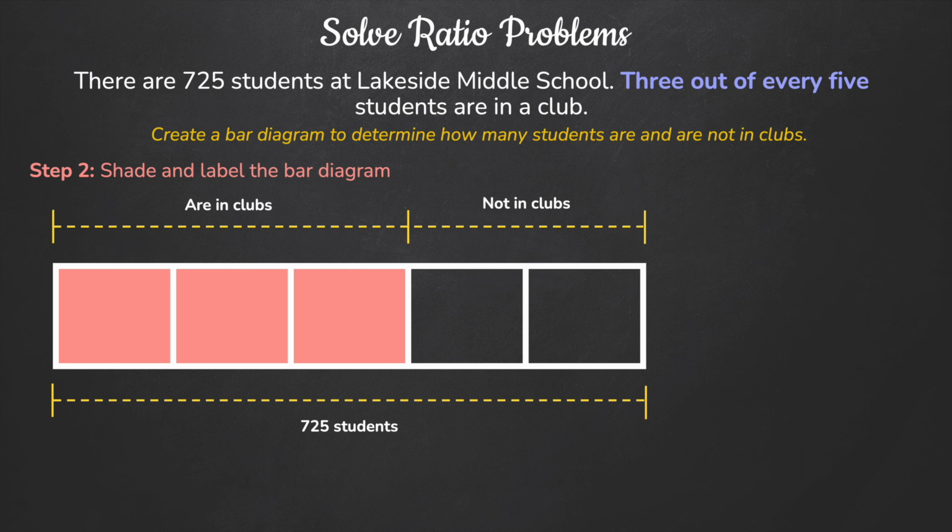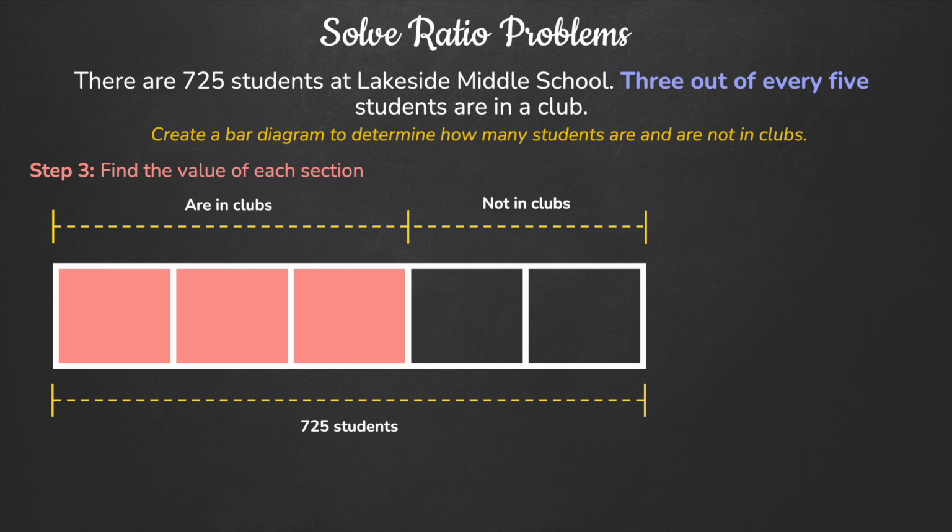And then we have this non-shaded section, which is 2 out of 5, which represents the students who are not in clubs. And then we know that we have a total of 725 students. Now I know we don't have 725 parts here, but we're going to use what we know about equivalent ratios to figure out how many students are in clubs and how many students are not in clubs, knowing that 3 out of every 5 students are.